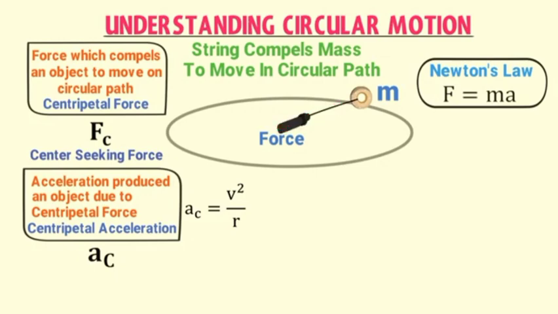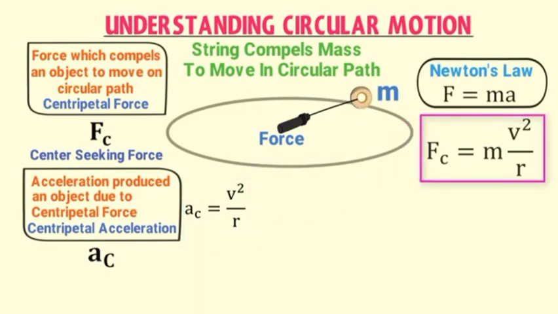For centripetal force, we rewrite Newton's second law of motion. Fc is equal to m. Instead of a, we put centripetal acceleration, a is equal to v squared upon r. The centripetal force is equal to mass into velocity squared upon radius.